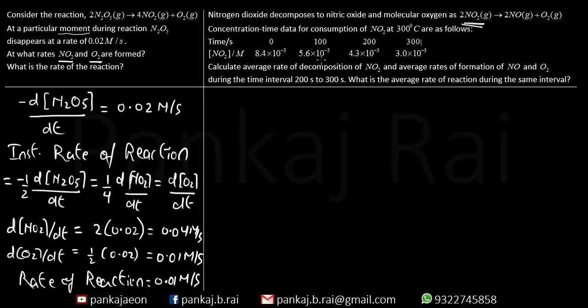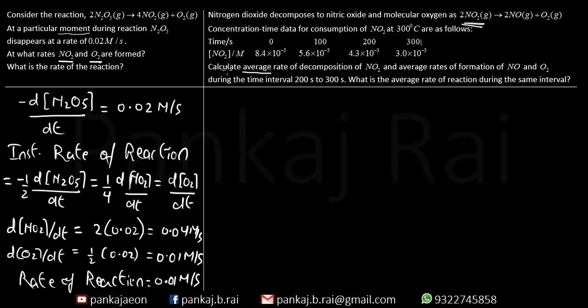Now calculate the average rate of decomposition of NO2. Here we have to find the average rate over a duration. Earlier, the instantaneous rate at a particular moment was given. Here we have been given the concentrations at different times, so we don't know exactly what the instantaneous rate is, but we can find the average rate over a duration of time.